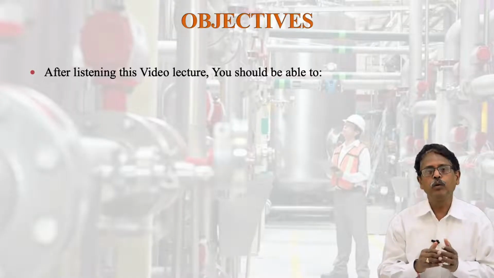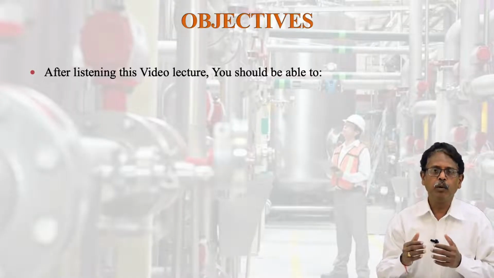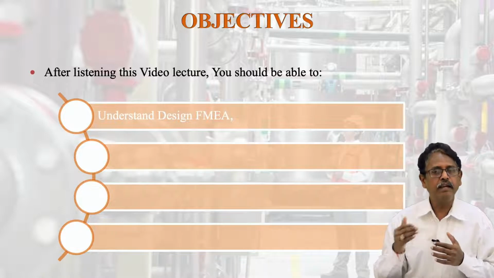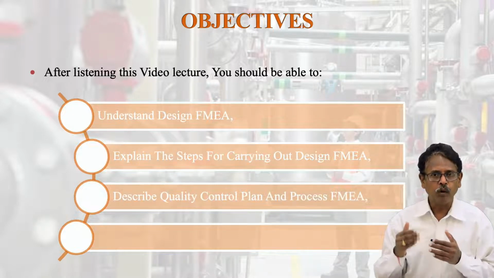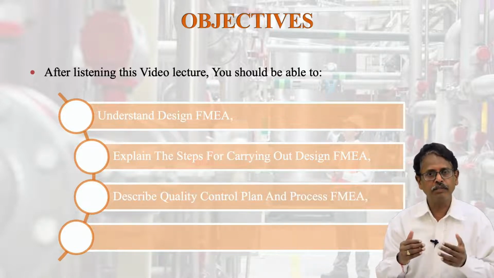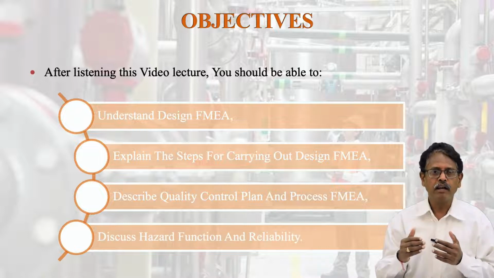Objectives. Learners, after listening to this video, you should be able to understand Design FMEA, explain the steps for carrying out Design FMEA, describe Quality Control Plan and Process FMEA, and discuss hazard function and reliability. These are the various objectives we will be able to learn after listening to this video lecture. Learners, introduction of Design FMEA.